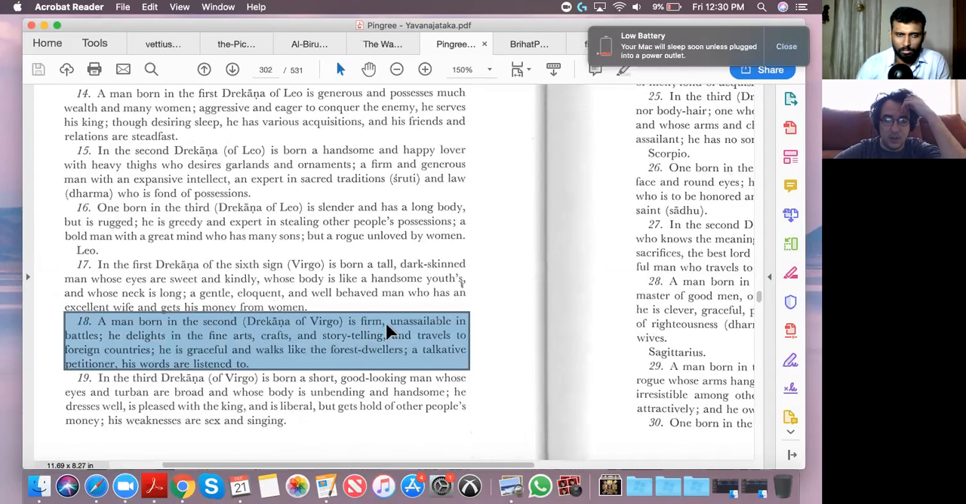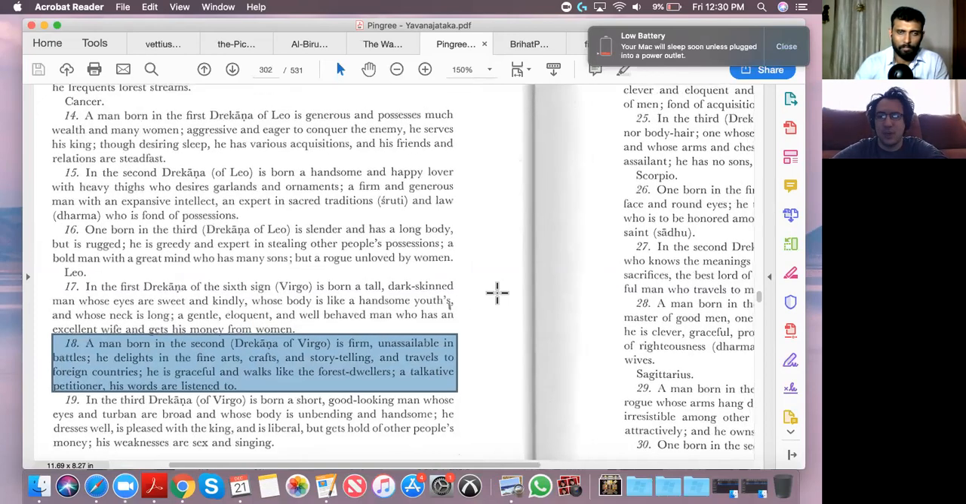A man born in the second decan of Virgo is unassailable in battles, delights in fine arts, crafts, and storytelling, and travels to foreign countries. He's graceful and walks like the forest dwellers, a talkative petitioner. His words are listened to. And that seems to describe me more than the first one. But who knows, right? Did you want to share yours?